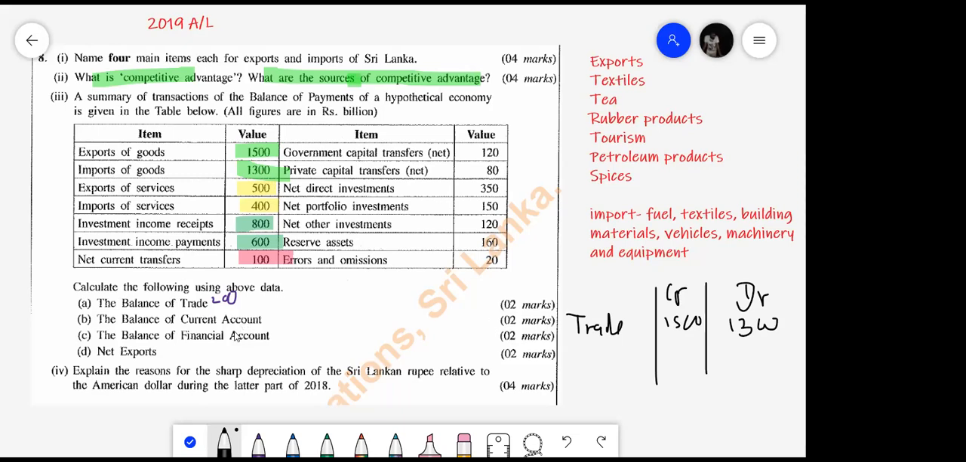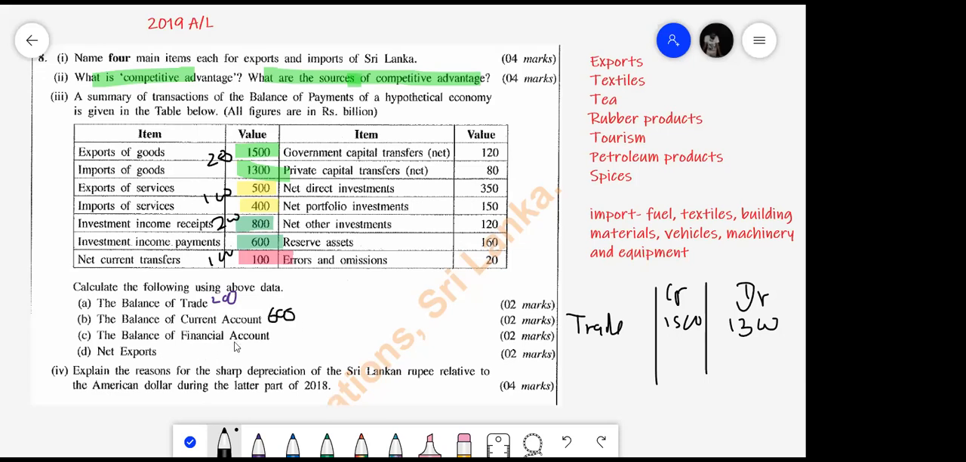Guys, can you tell me how much is the balance of the current account? Can you consider all of this? 1,500 minus 300, 500 plus 500 minus 400 plus 800 minus 600 plus 100. So here you have 200 goods trade account, service account you have 100, primary income you have 200, and this you have 100. So you add all this, you get current account 600.